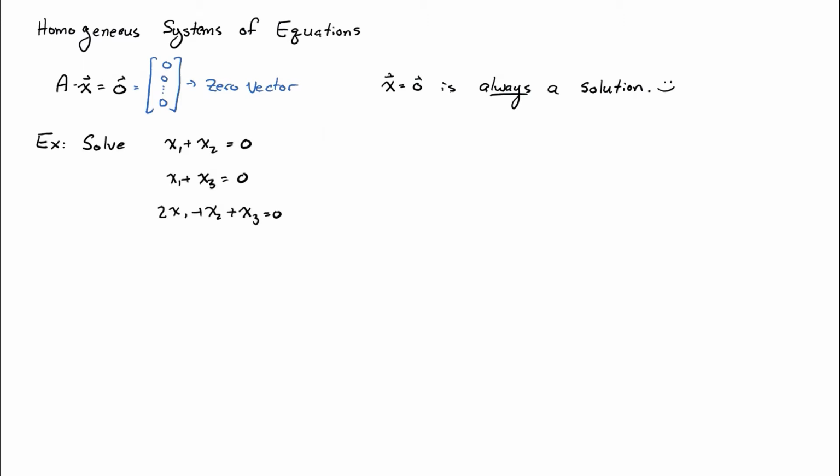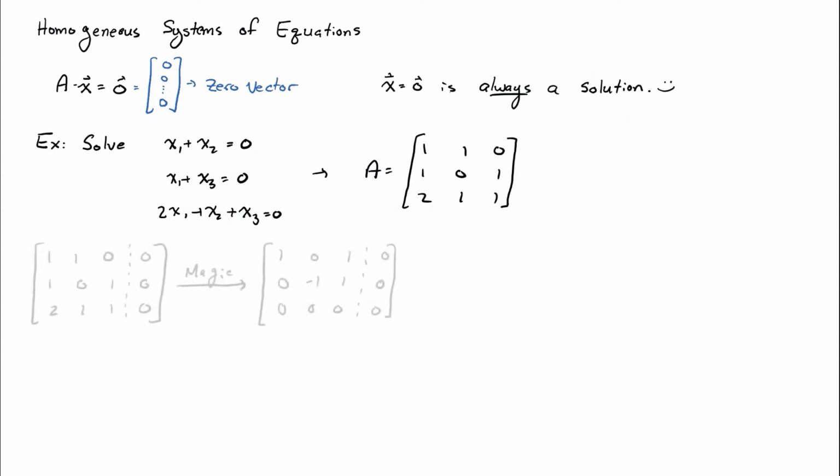Consider the following system of equations. Notice all the solutions are 0, so this is homogeneous. I'm going to write the matrix A. It's 1, 1, 0, 1, 0, 1, 2, 1, 1. This is just the coefficients of the system. This may not seem like a useful thing at the moment, but I'll come back to it.